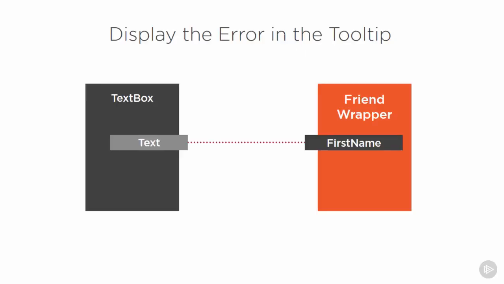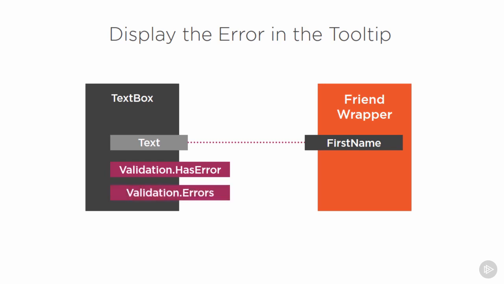If a validation error occurs in the data binding, some attached properties are set on the target element of the data binding. In this case, the target element is the text box. In case of a validation error, the attached property ValidationHasError will be set to true on the text box. In addition, the attached property ValidationErrors will contain the validation errors that occurred. So you can use these two properties, for example, in a style of a text box to display the error in the tooltip. And this is what we will do now.